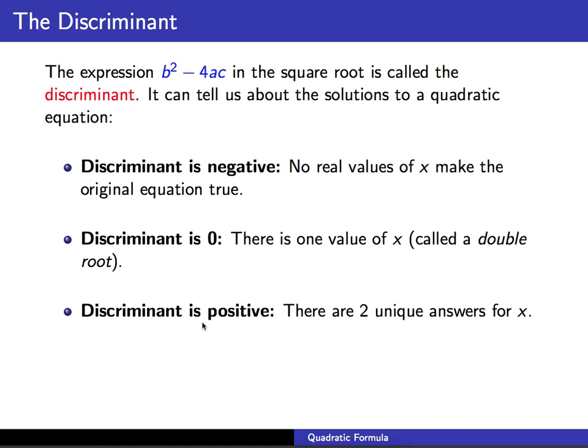Finally, the discriminant could be a positive result. So b squared minus 4ac could come out to be some positive number. And in that case, like we saw in the previous videos in this section, there are going to be two different or two unique values for x.